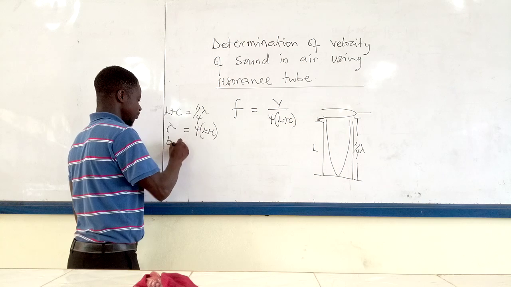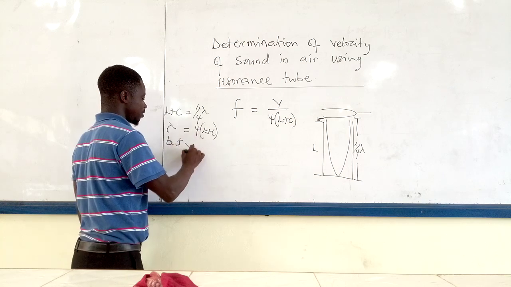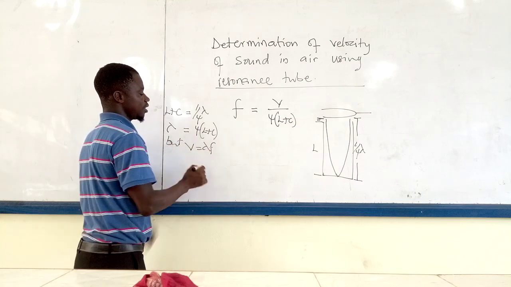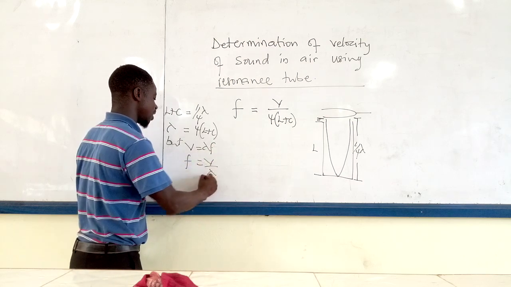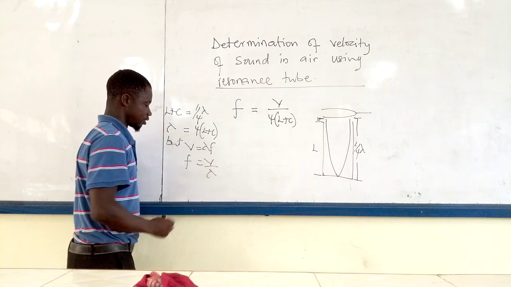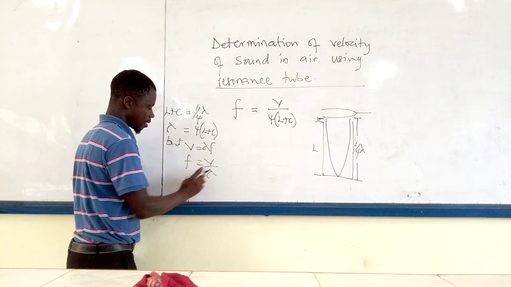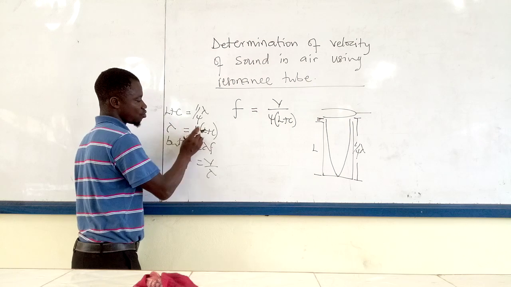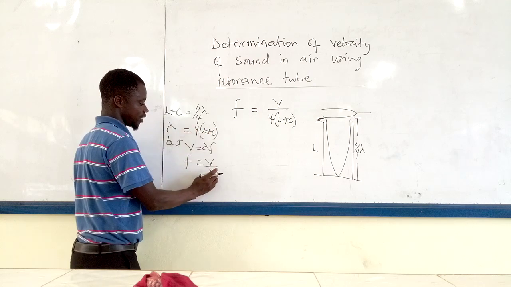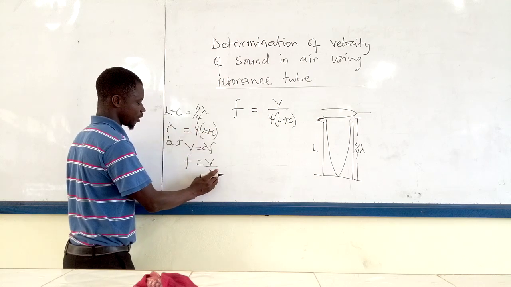But the velocity of sound, V, is equal to lambda F, where F is the frequency. So we make F the subject. F is equal to V over lambda. Good. So for that matter, we put lambda equals 4 into bracket L plus C in place of this one.